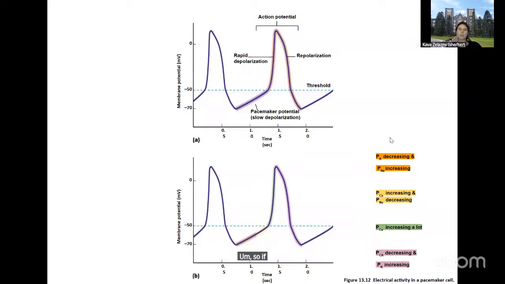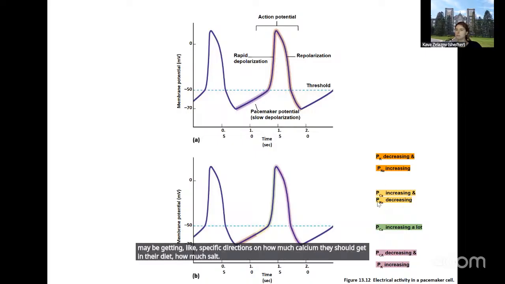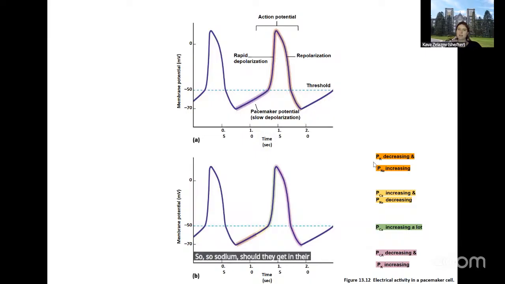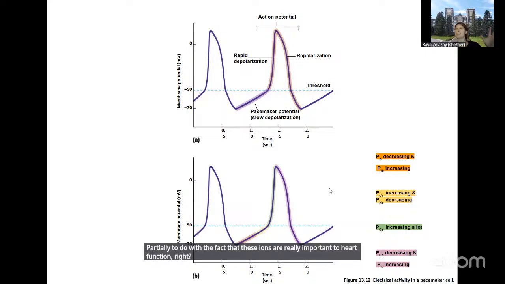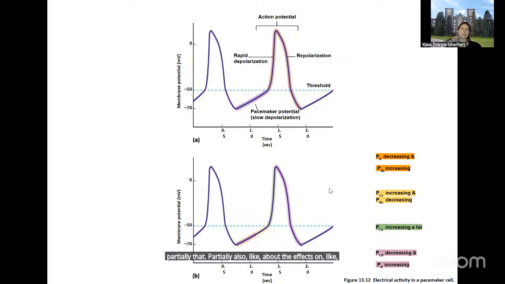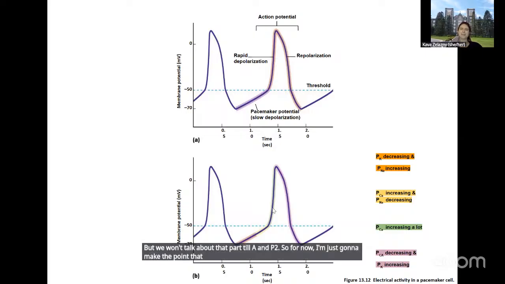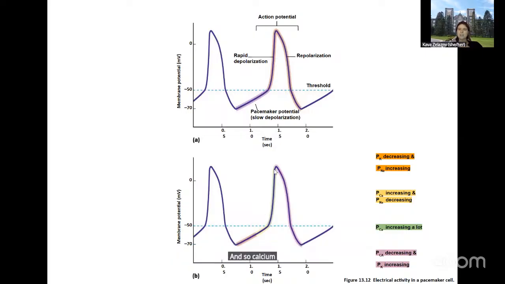So if you know anyone with heart issues, right, they may be getting specific directions on how much calcium they should get in their diet, how much salt, so sodium, they should get in their diet, right? That's partially to do with the fact that these ions are really important to heart function, right? Partially that, partially also about the effects on blood pressure and things like that. But we won't talk about that part till A&P 2. So for now, I'm just going to make the point that ions are important to the heart. And so calcium increases a lot here.